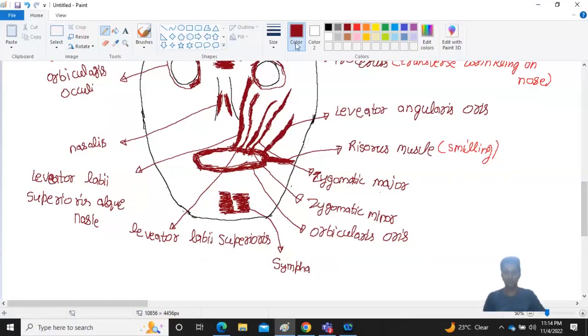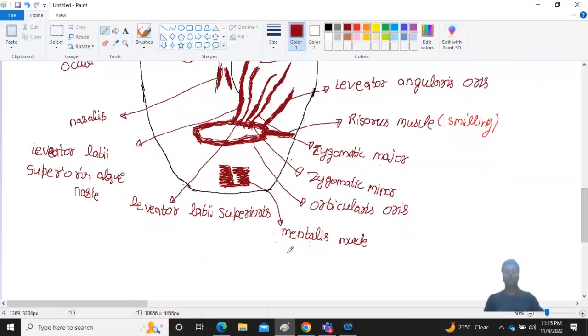This is the mentalis muscle, which is present on the symphysis menti. It helps in wrinkling on the chin. Basically, these are the expressions for doubt, showing doubt. Wrinkling on chin.